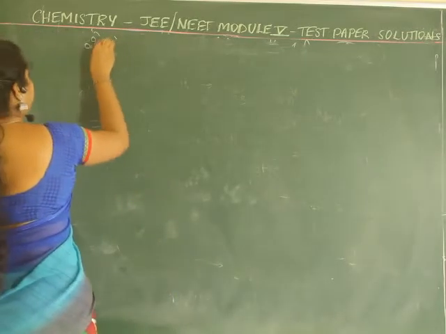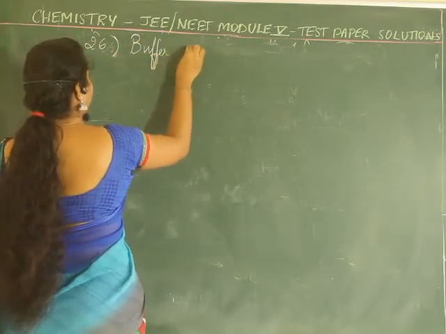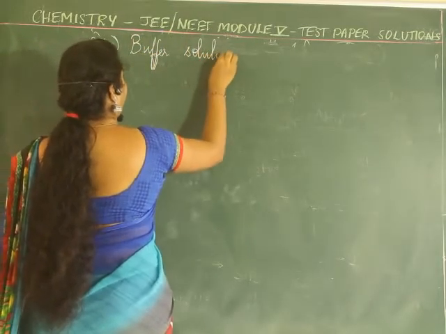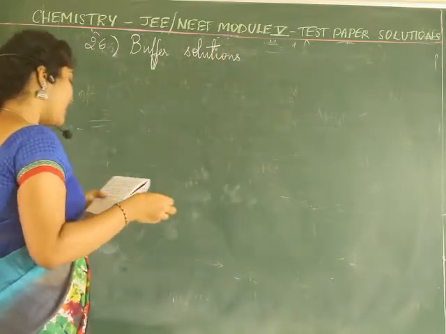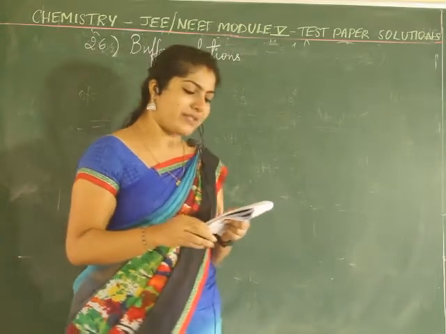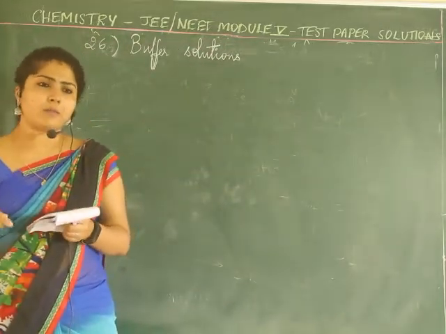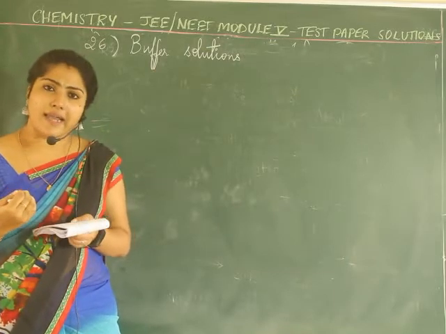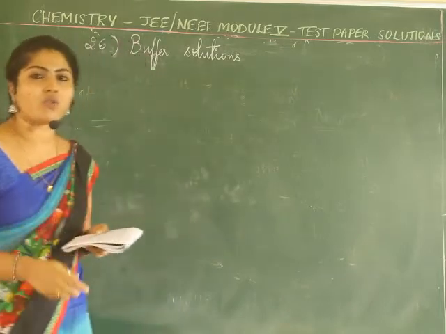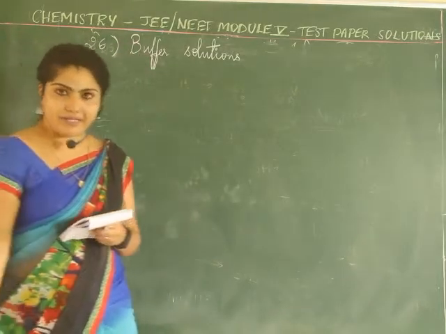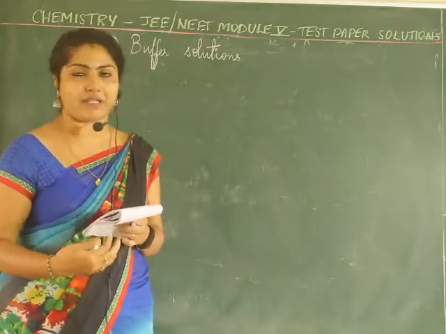So the question is related to buffer solutions. They have asked, buffer solutions have constant acidity and alkalinity. Why? Constant acidity and alkalinity means no change in the pH. pH remains almost the same. I'll tell you the reason first and then we shall see the options.